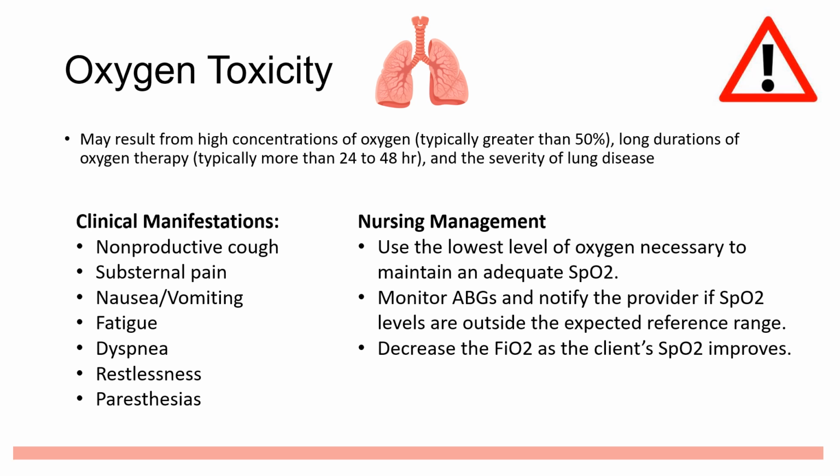Okay. You want to monitor those ABGs, because that is giving you insight on the oxygenated blood, the arterial blood, to see if those acid-base changes have become a problem. So that can be a good diagnostic test to assess for oxygen toxicity. Decrease the FiO2 as the client's SpO2 improves. Again, if you have a patient that was in the 91, 92% range on oxygen, and they're at 96, 97% now, go ahead and taper it down and see how they do. A lot of times they don't even need the oxygen anymore.